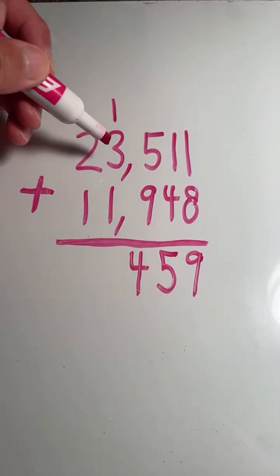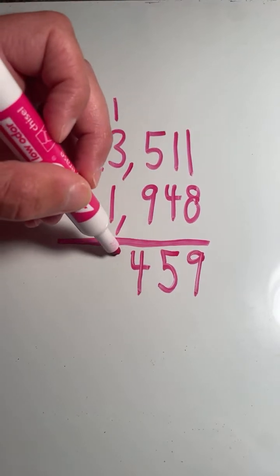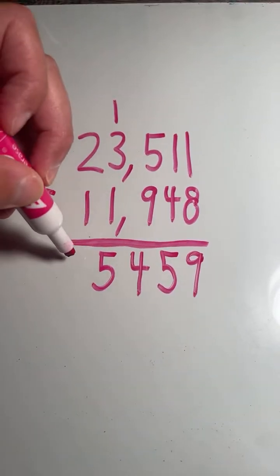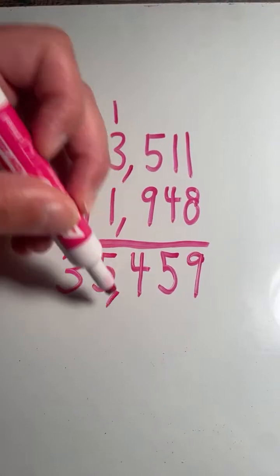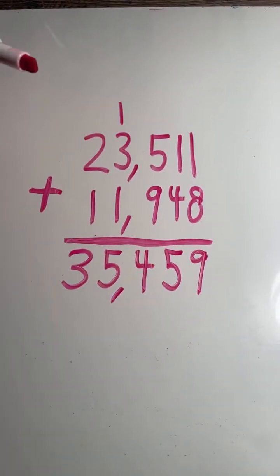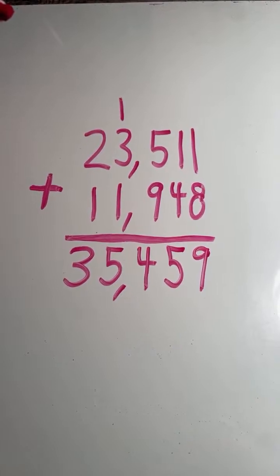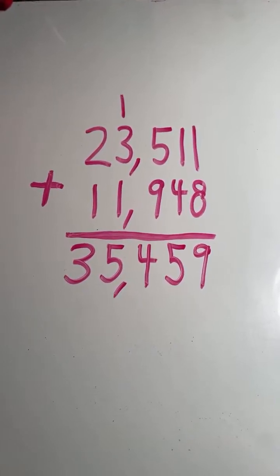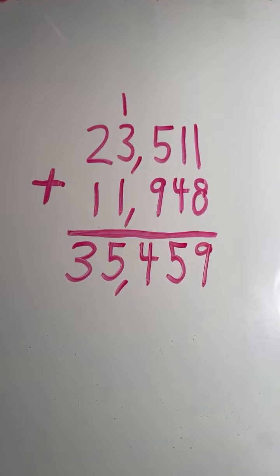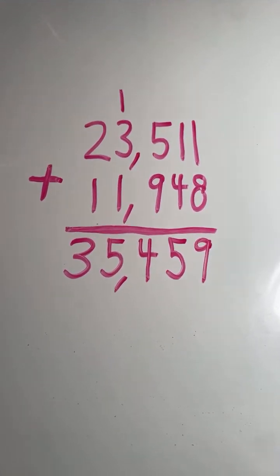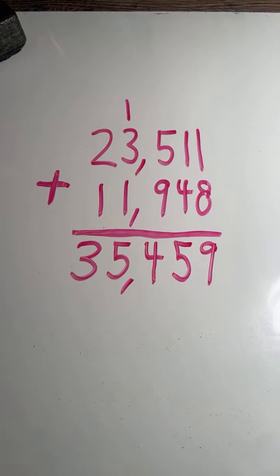1 plus 3 plus 1 equals 5. 2 plus 1 equals 3. And we have our final answer, 23,511 plus 11,948 equals 35,459. Shout out to the person in the chat that did the problem out. They got the answer correct.